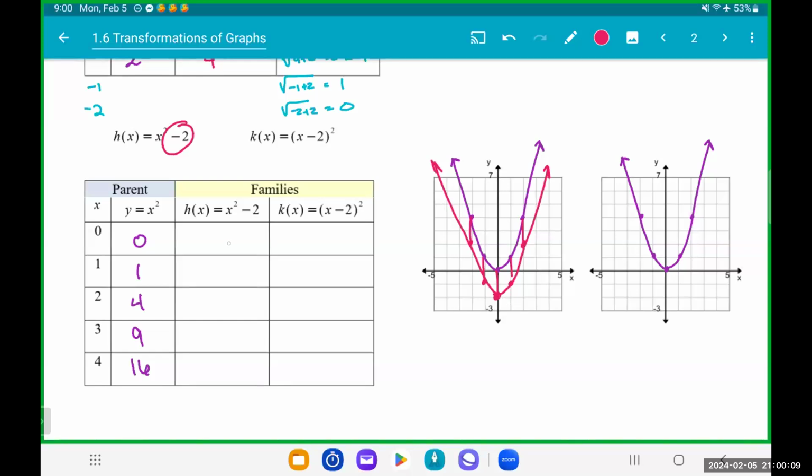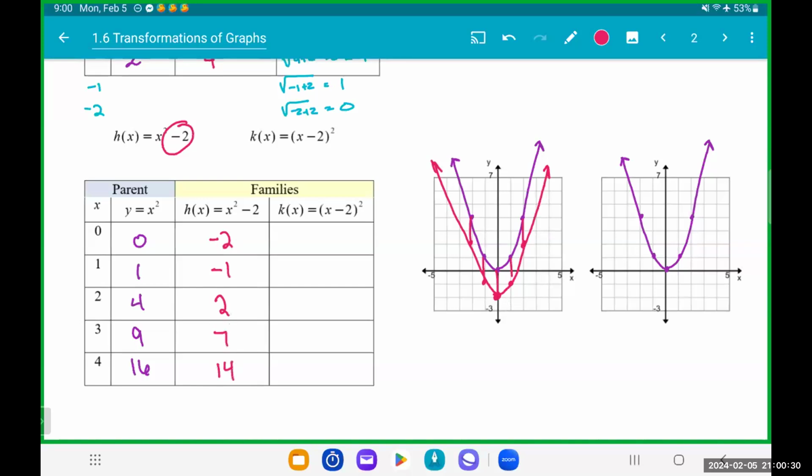If I plug in 0 squared minus 2, this is -2. 1 squared minus 2 is going to give me -1. 2 squared is 4 minus 2 is 2. 3 squared is 9 minus 2 is 7. 4 squared is 16 minus 2 is 14.